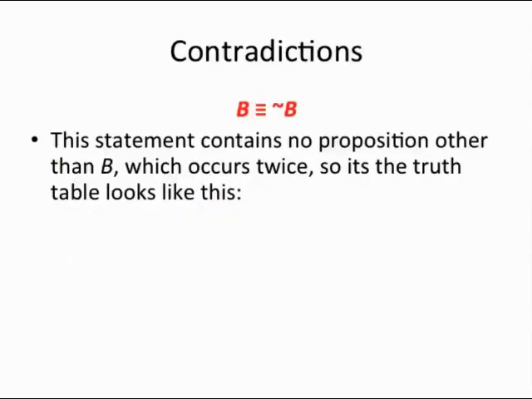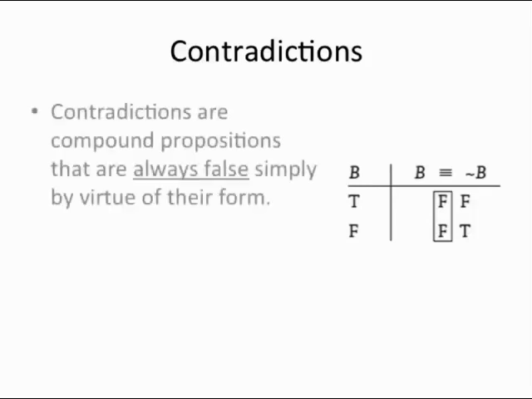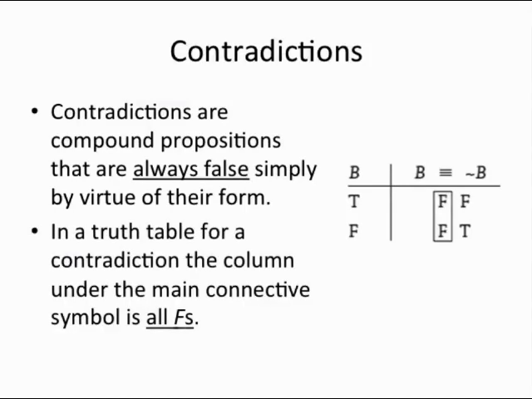Here's an interesting statement. It contains no proposition other than B, which occurs twice, so its truth table looks like this. It's a contradiction. What are contradictions? They are compound propositions that are always false simply by virtue of their form. In a truth table for a contradiction, under the main connective, you'll see all F's.